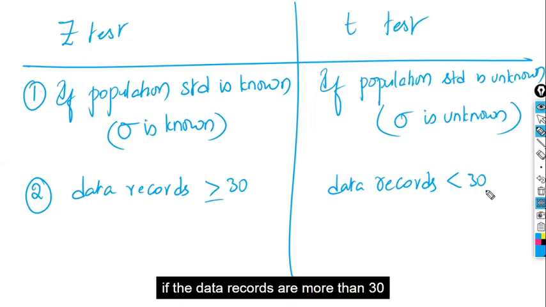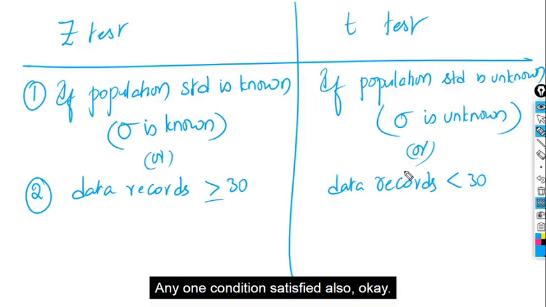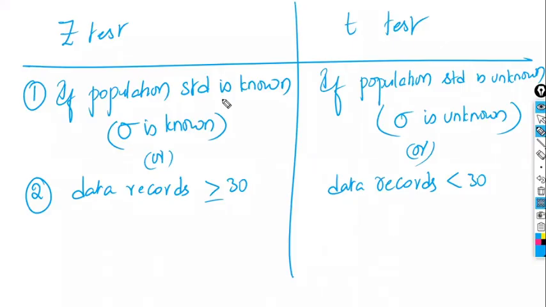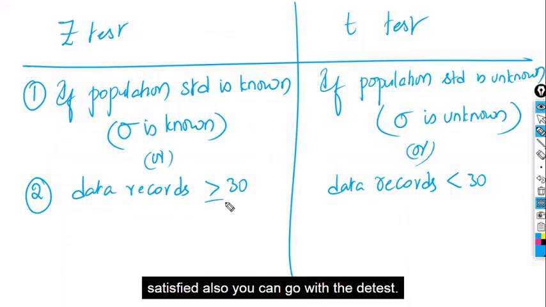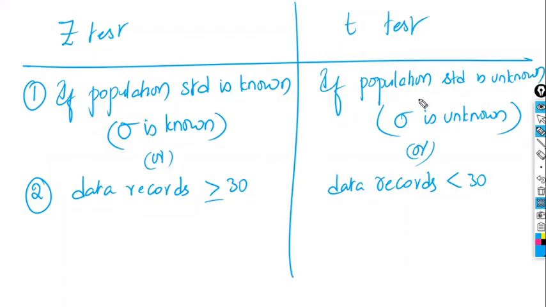If at least any one of the conditions is satisfied, you can go with the Z test. For example, if sigma is given in the question, go directly with the Z test. If sigma is not given, check whether the data has more than 30 records. If at least this condition is satisfied, you can go with the Z test. If both conditions fail, then you have to apply the T test. It is mandatory to apply the T test.